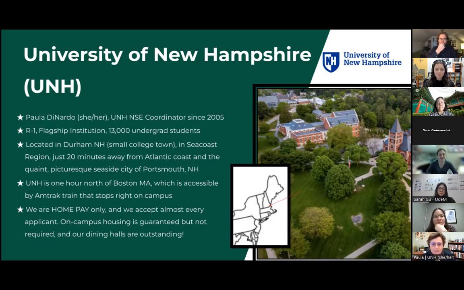We are nicely situated between New York City and Montreal. We're about halfway between the two. And within 1 hour's drive north, you can get to mountains and beaches, and 1 hour south, you can get to Boston, Massachusetts. There's an Amtrak train that comes right through our campus that gets you in either direction. UNH is a home pay only member of NSE, and we do accept almost every student that applies as long as they meet the eligibility requirements and don't need courses that are on a restricted list. We also guarantee on-campus housing, but it's not required, and we have excellent dining halls. Next slide, David.